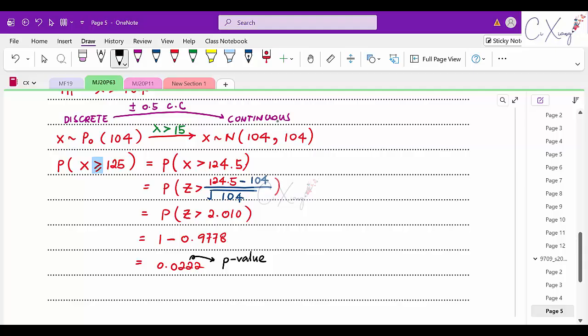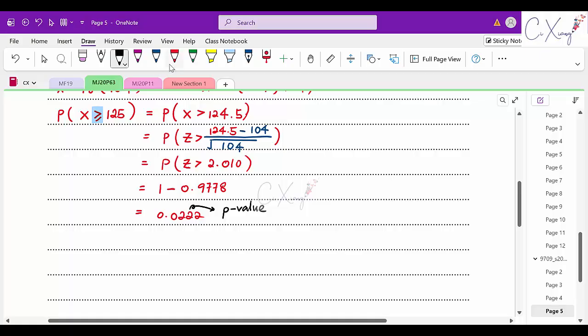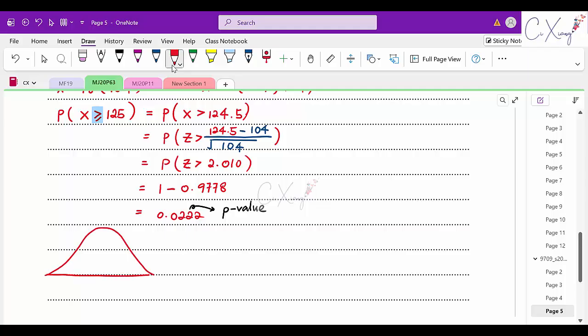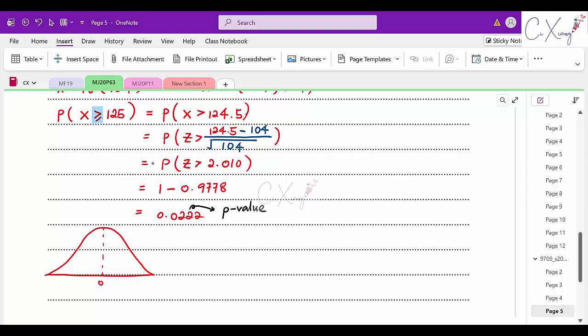After you get the p-value, what should you do? What is the final conclusion that you can make from this test? For the next step, I want you to have a look at the diagram, since we have changed it to a normal distribution. So you have a normal graph here. Where is your rejection region?